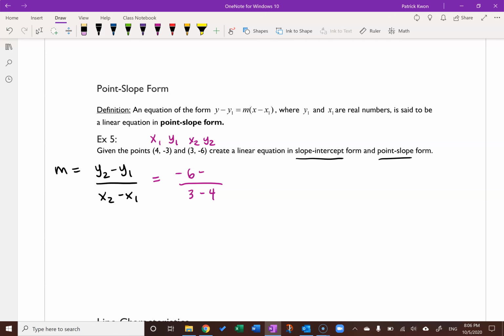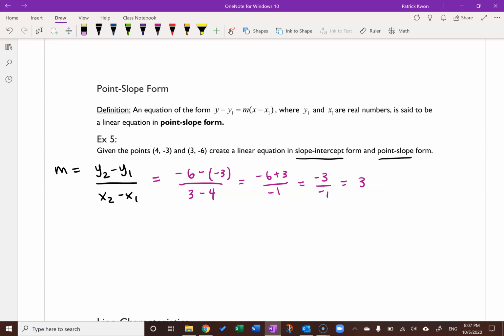Oops, sorry, that's a mistake. So it should be negative 6 minus negative 3 over 3 minus 4. Okay, that looks better. So that is the same thing as negative 6 plus 3 over 3 minus 4 is negative 1. And then that will be negative 3 over negative 1, which simplifies to 3. So what we've done so far is figured out our slope.